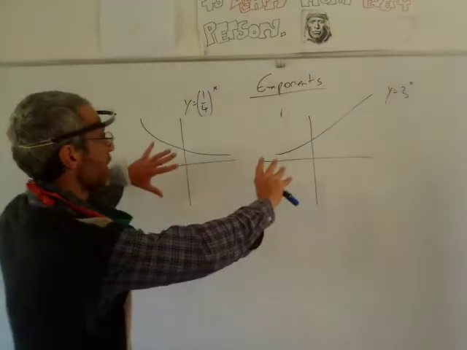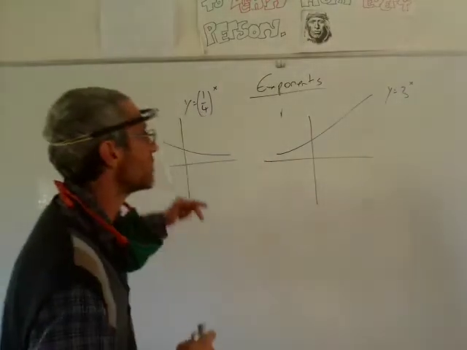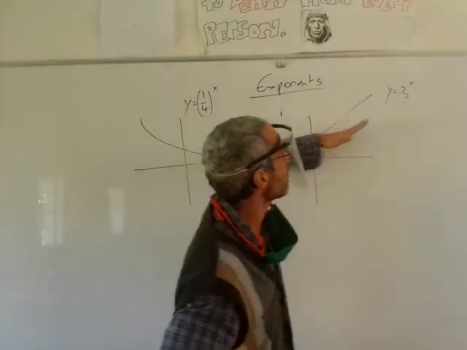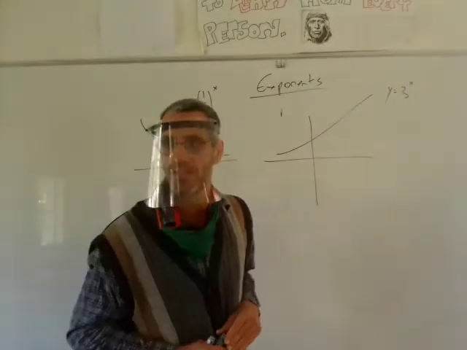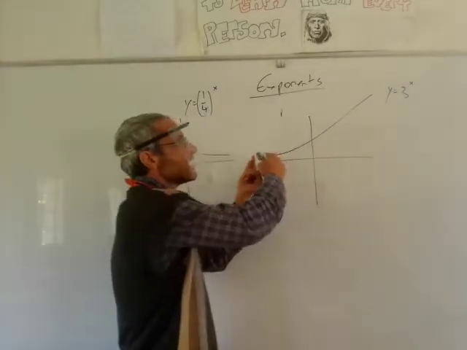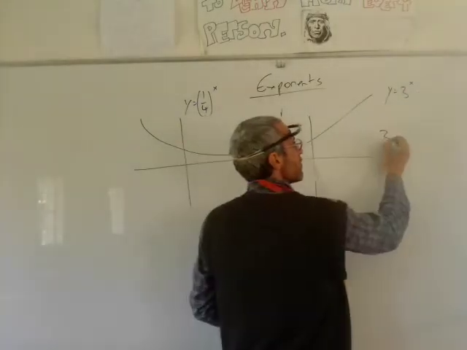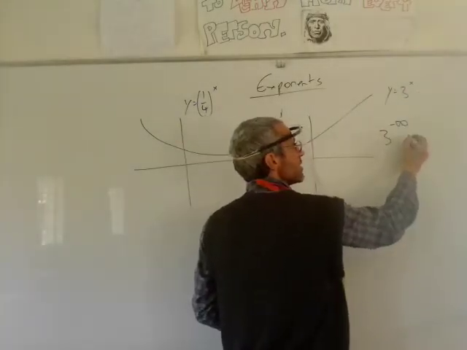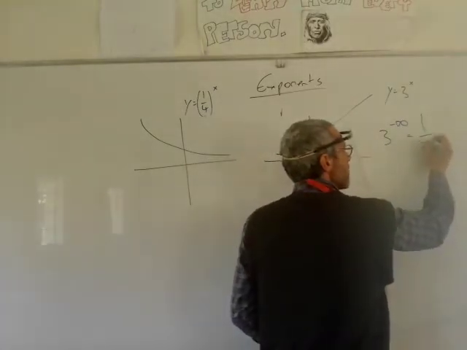So I'll start by drawing the two kinds of exponents that we saw in the last lesson. We saw y equals 3 to the power x, which is like a plane taking off. It's blowing up to infinity. If I put x equals minus infinity, 3 to the power of minus infinity, what is that? It's the same as 1 divided by 3 to the power of infinity.